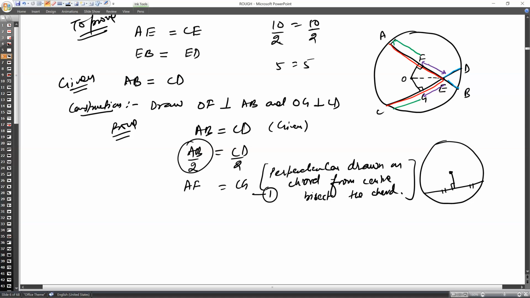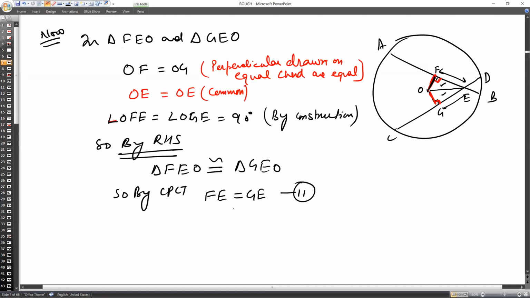We have proved, and the violet lines we have also proved, FE is equal to GE. Now if you add green plus violet and here green plus violet, you will get AE equals CE. So this is the first equation and this is the second equation. Adding first and second, what are you going to get? You will get AF plus FE equals CG plus GE.